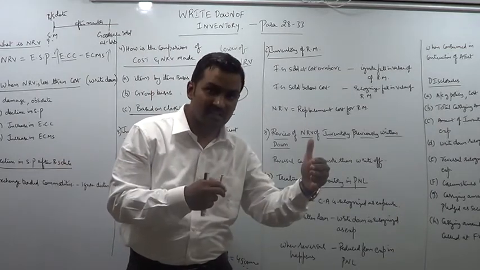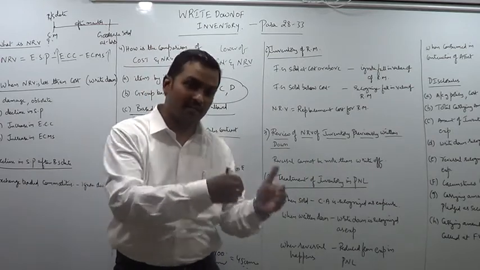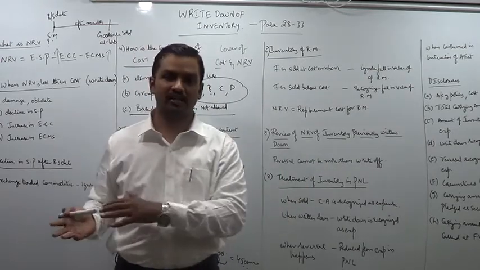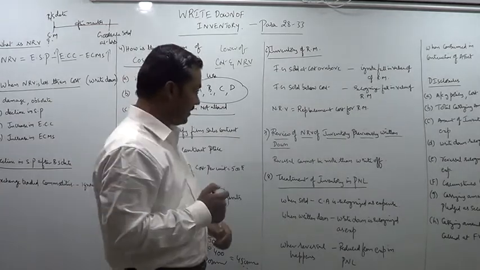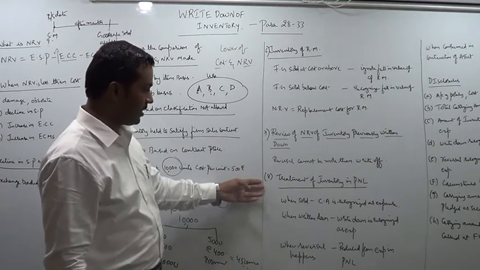Out of this 30 increase in value of the inventory, you can write back only 20 rupees. So the write back cannot be more than the earlier write off. That is what the standard has to say. Next, treatment of inventory in P&L account. How do we deal with inventory in P&L account?